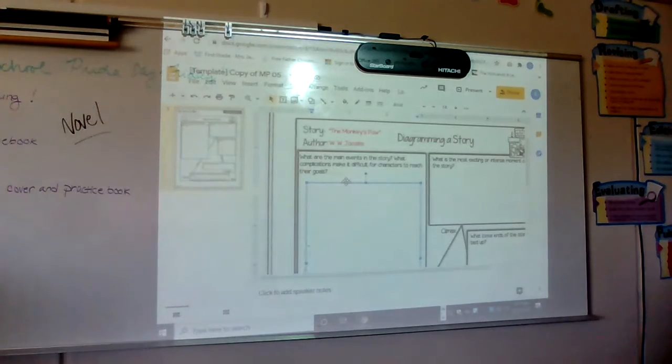Well, let's think about the climax first. What do you think is the most intense part of the story? The climax is the most intense part of the story. What do you think is the part where things are going to go this way or that way? Okay, the turning point in the story.